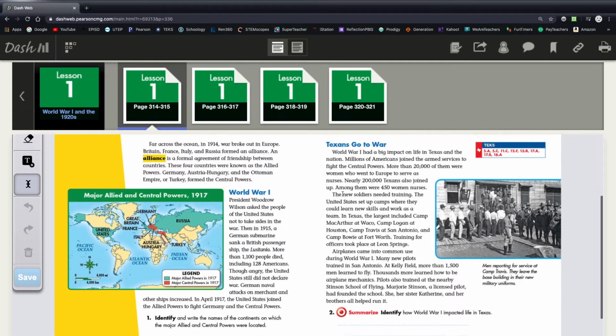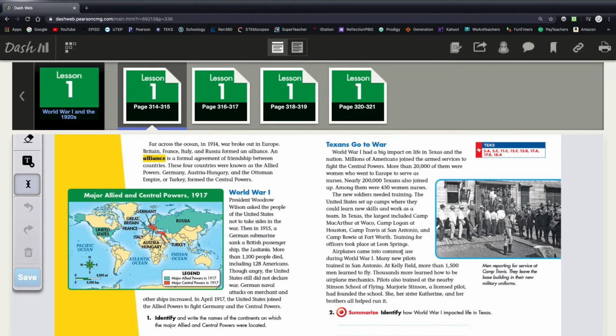The new soldiers needed training. The United States set up camps where they could learn new skills and work as a team. In Texas, the largest included Camp MacArthur at Waco, Camp Logan at Houston, Camp Travis at San Antonio, and Camp Bowie at Fort Worth. Training for officers took place at Leon Springs.